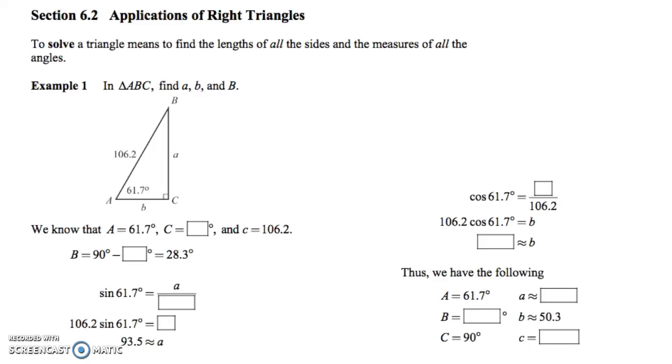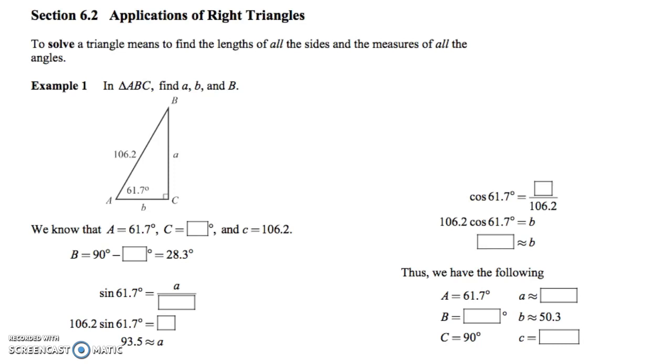In today's lesson, we're going to use our trig properties in order to determine some applications of right triangles. Our main goal is to determine how we can solve a triangle. And solving a triangle means that we want to find the lengths of all of the sides and the measures of all of the angles. So in triangle ABC, we want to find side A, side B, and angle B.